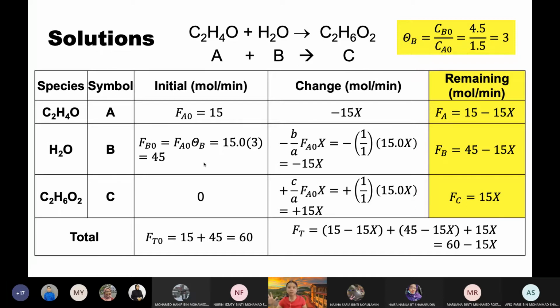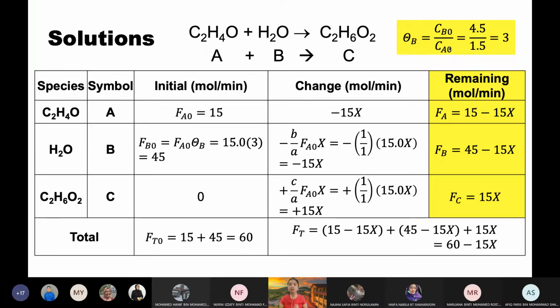So how to find theta B? If you remember last Monday we learned, the way to find theta B is still the same. Regardless of whether you use batch or flow, the concept is still that theta B is the initial amount of B over initial amount of A. This initial amount can be concentration, molar flow rate, or mole fraction. Okay, so in this example, we were actually given the initial concentration of B and initial concentration of A.